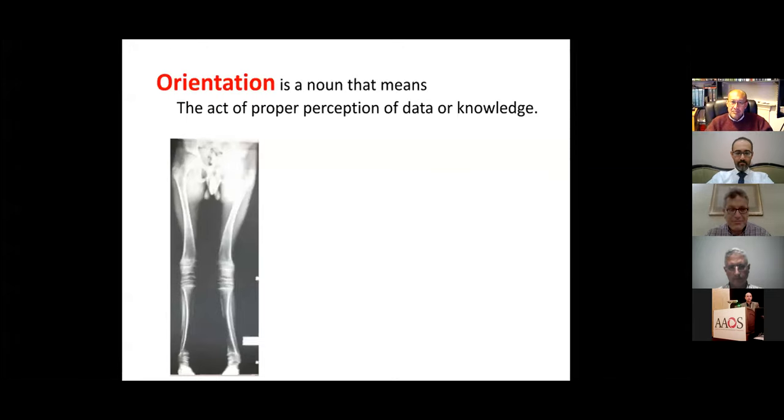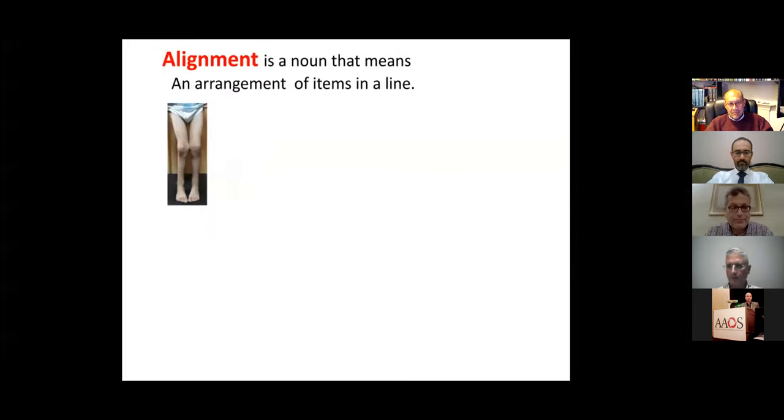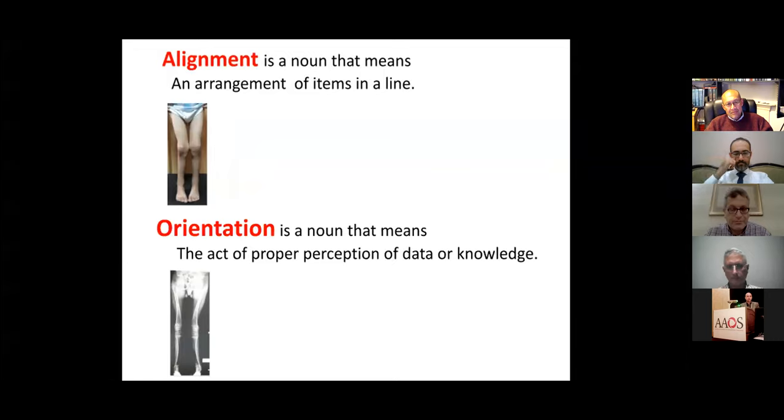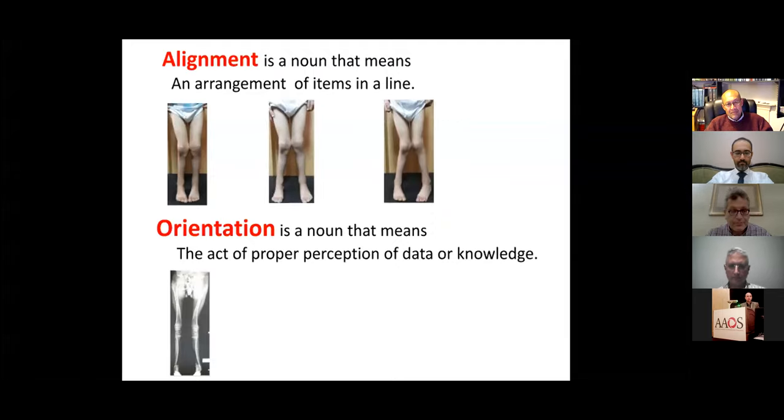Orientation is a noun that means the act of proper perception of data or knowledge, like this X-ray. This is a knowledge. This is an orientation. Alignment is another noun that means the arrangement of items in a line, like this patient standing in this way. This is an alignment. So we have the standing posture of the patient, or his alignment, and the X-ray, which is the orientation. However, because the patient can stand in different ways, like these photos, we can have different orientations, and this makes interpretation of the X-ray different. And this should not be the case.